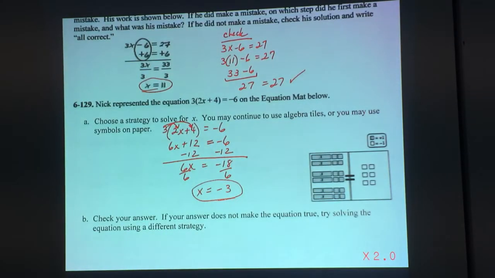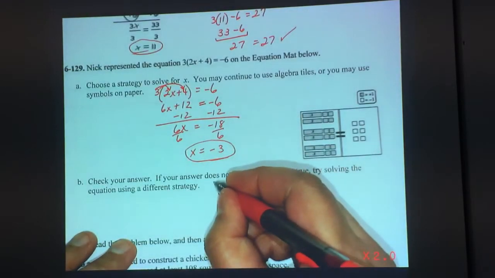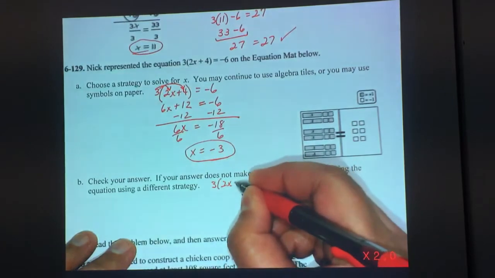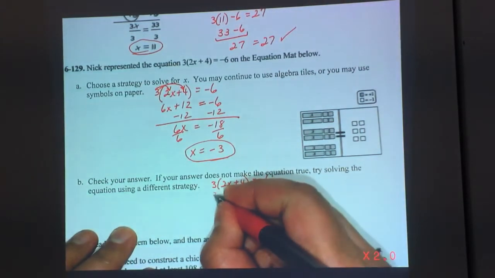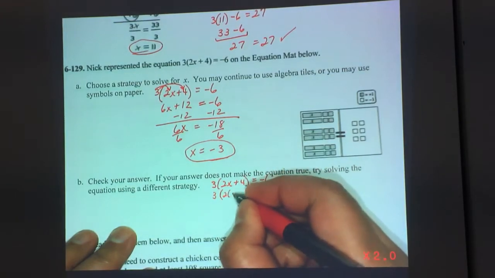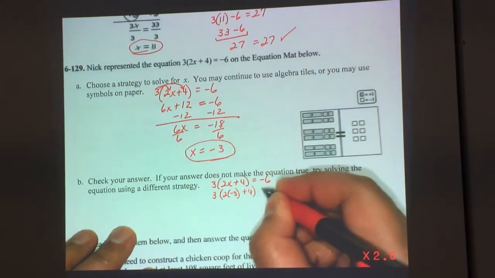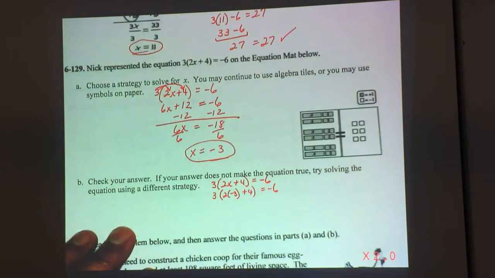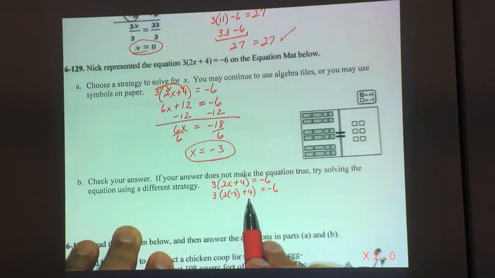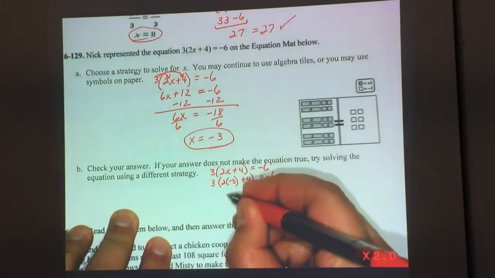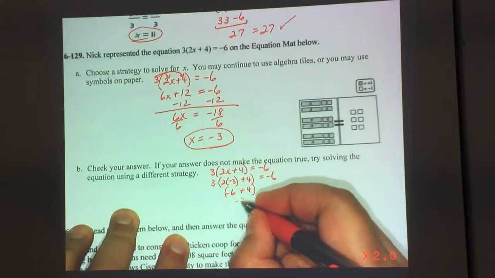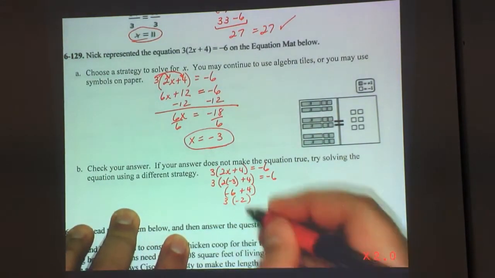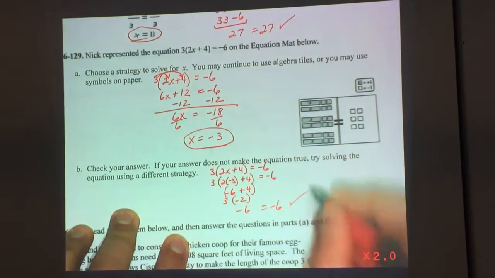So now they want us to check our answer. So we're going to write the original here. 3 times 2x plus 4 equals negative 6. And then in place of x, I'm going to put a negative 3. So we have 3 times 2 times a negative 3 plus 4 equals negative 6. Okay, now we do what's in the parentheses first. So in the parentheses, I have multiplication and addition. We will do the multiplication first. So this is negative 6 plus 4. What is negative 6 plus 4? Team 3, what is negative 6 plus 4? Oh, it's negative 2. Good job. So what is 3 times negative 2? Negative 6. Does that equal this negative 6? Check.